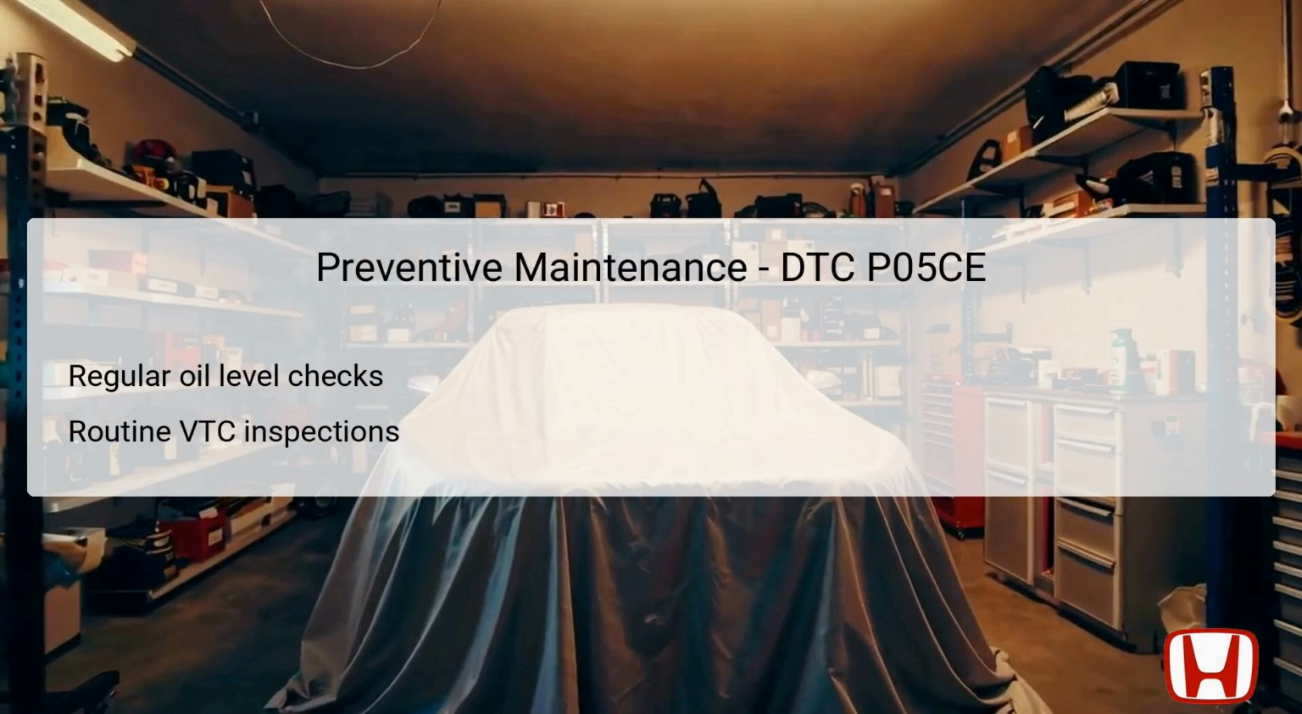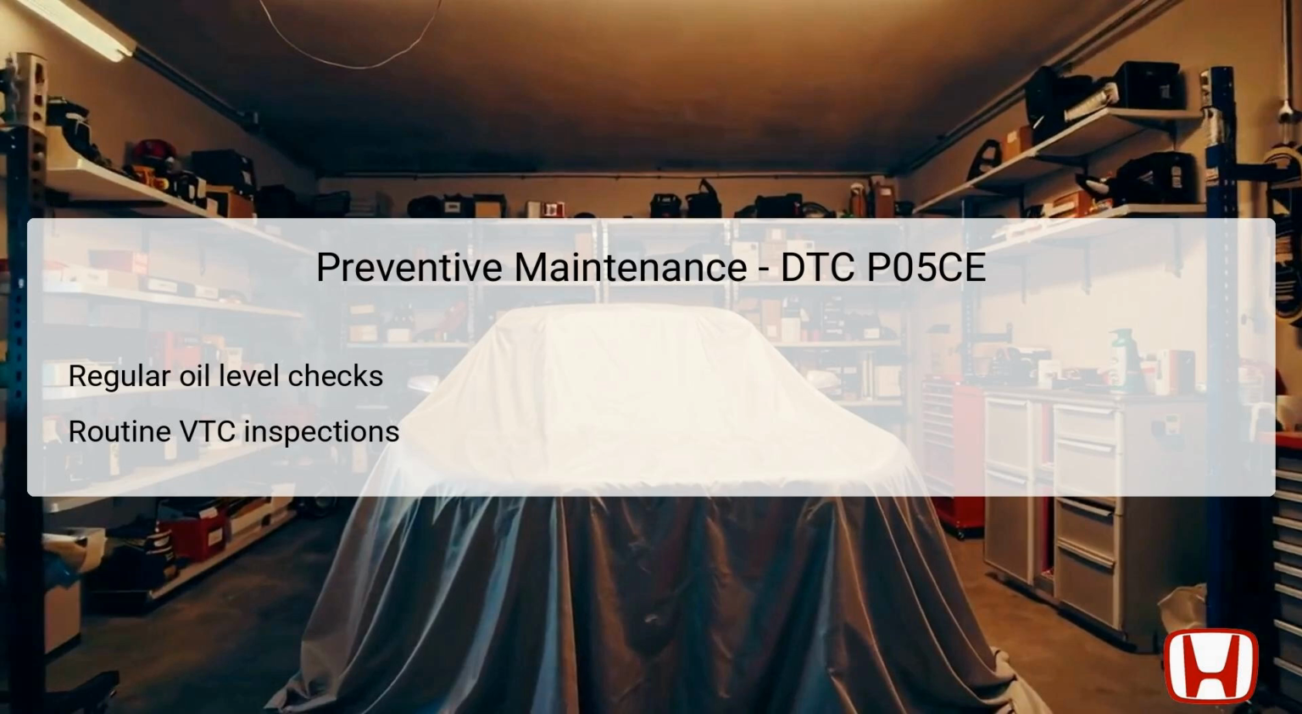Preventive maintenance is vital for ensuring the long-lasting performance of the VTC system and preventing issues like DTC P05CE from arising. One primary focus should be regular checks of the engine oil level, as proper lubrication is critical for the VTC system to function optimally. Engine oil acts as both a lubricant and a hydraulic fluid for the VTC components, so maintaining adequate oil levels is crucial. Additionally, routine inspections of the VTC system can identify potential problems before they escalate.